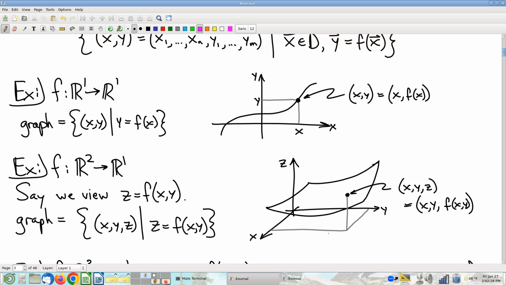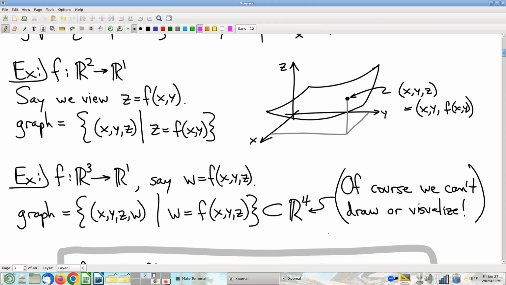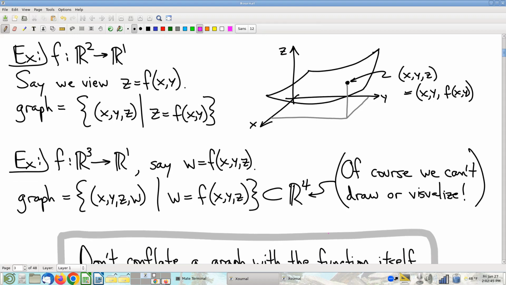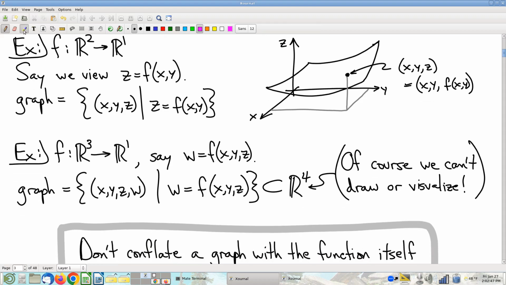So this seems like a reasonable extension of the old, single variable calculus idea of a graph to a higher dimensional setting. But look what is about to go wrong. Let's now entertain the idea of how we would form the graph of a function of three variables.